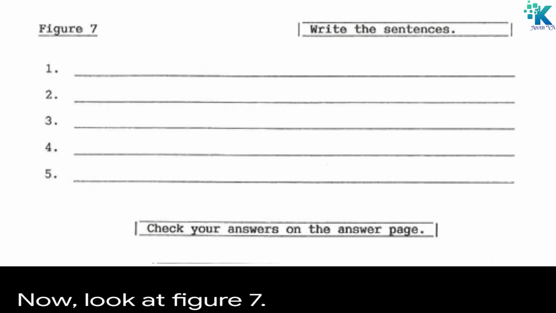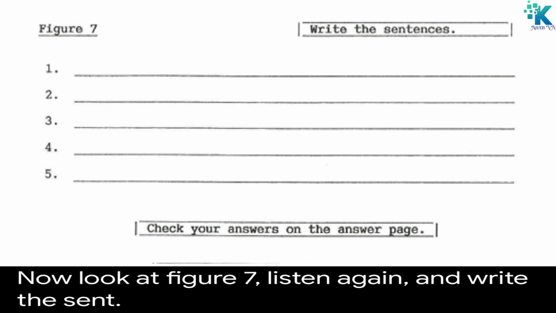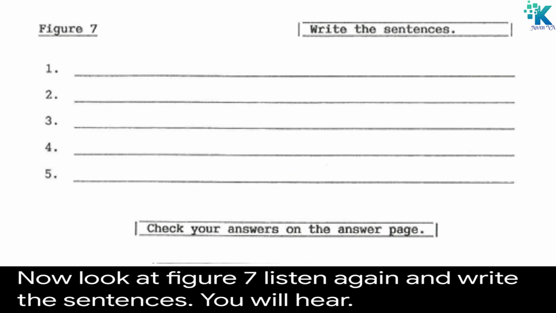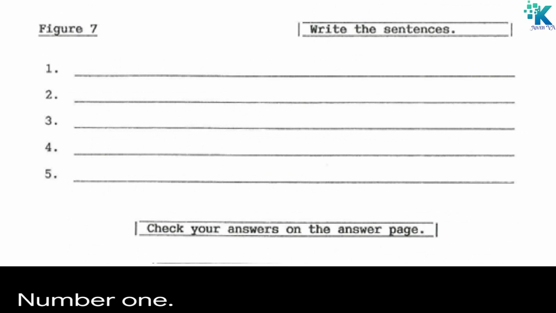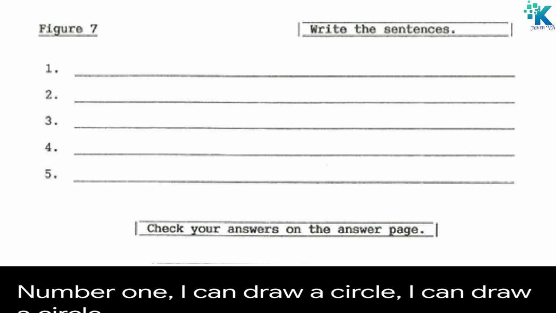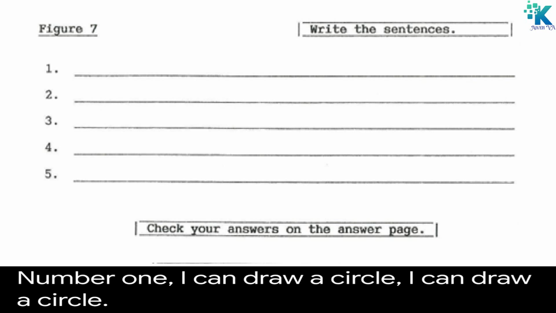Now look at Figure 7. Listen again and write the sentences. You will hear each sentence twice. Number 1. I can draw a circle.